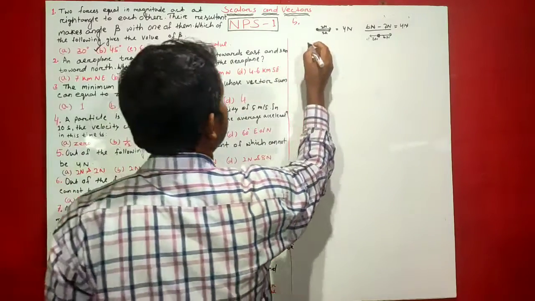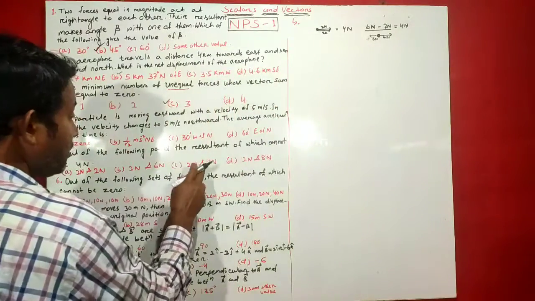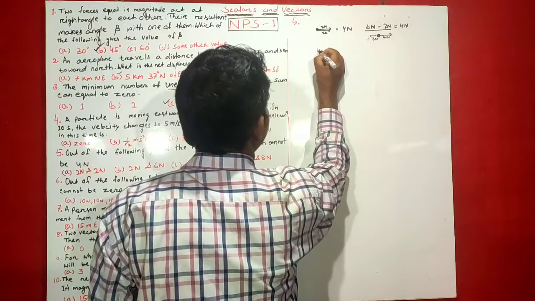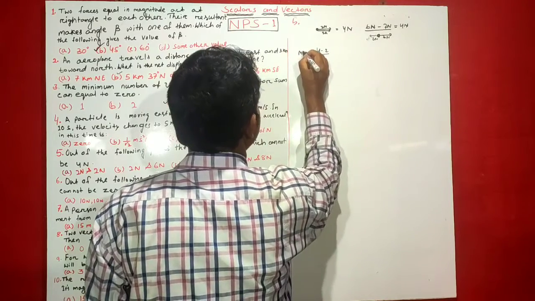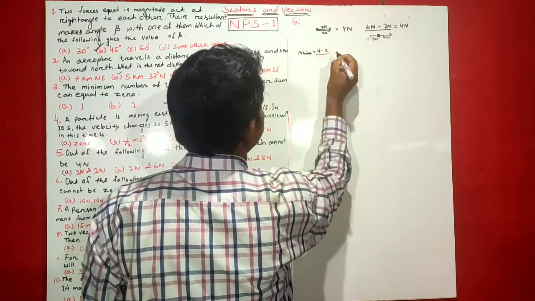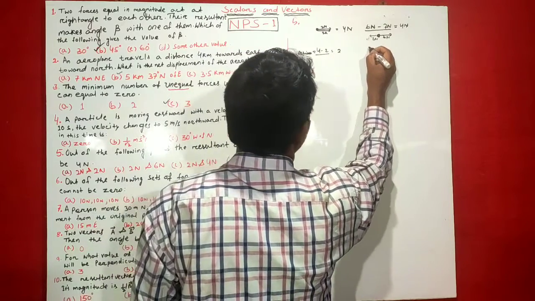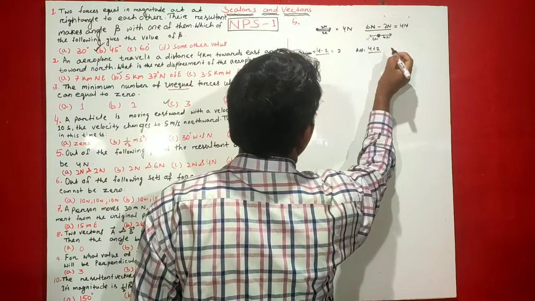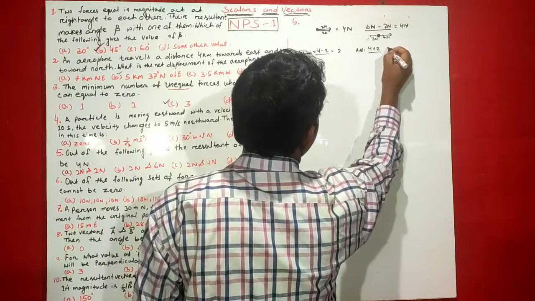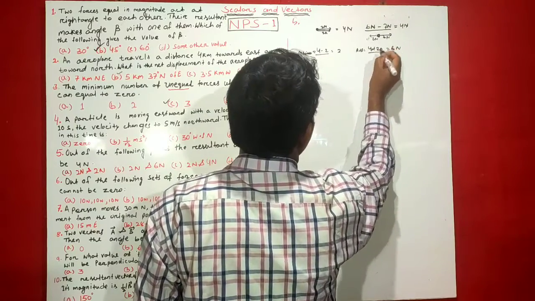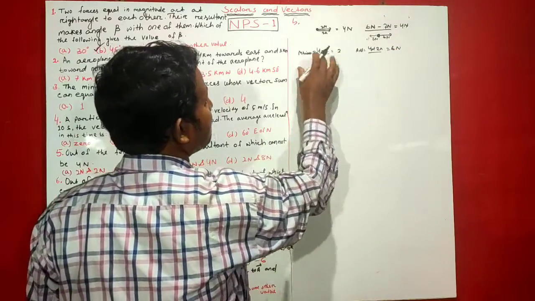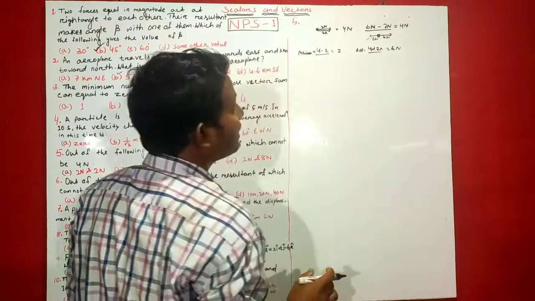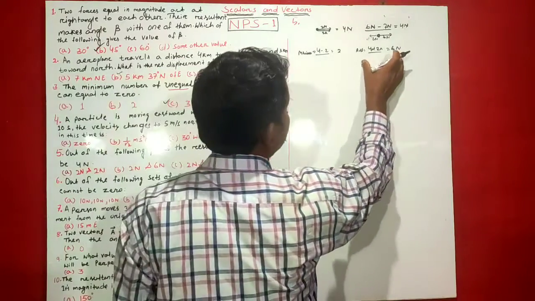For 2 Newton and 4 Newton, the minimum resultant will be 4 minus 2, that is 2. And the maximum resultant is 4 plus 2, that is A plus B, so this is 6 Newton. So minimum will be 2. The resultant can be found in between 2 and 6 Newton.